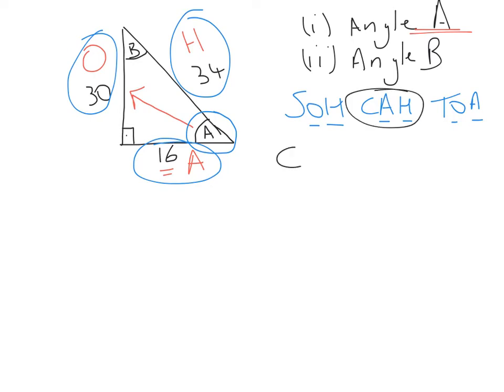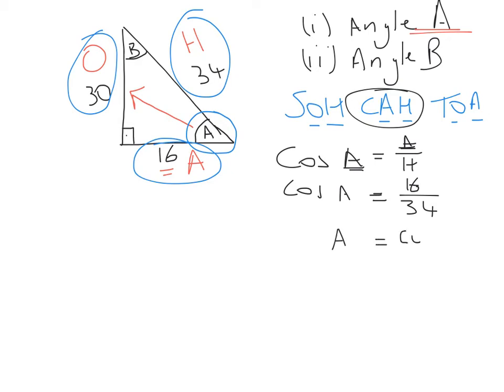So we're going to write down cos A is equal to A over H. Now sorry, just remember that A in this case is my angle A, this other A is the adjacent. So cos A is equal to A over H. So A in this case is 16 and H is 34. Remember, we want to get A by itself, so we say what's the opposite of cos? It's cos inverse, or cos minus 1, as we see it on our calculators.